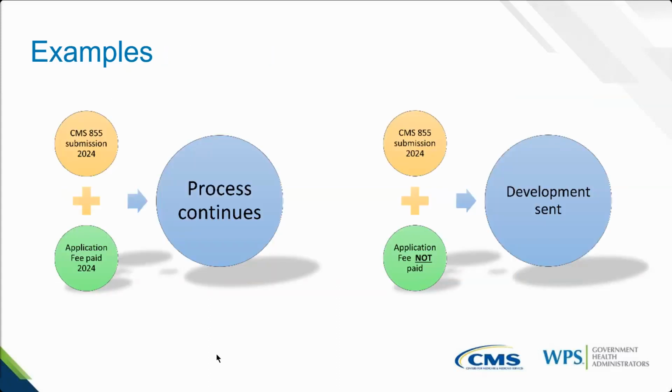Here are just a couple of examples of what that's going to look like when an application comes in. So again, we're looking at the 855 submission. If the 2024 fee was paid, we're going to process it. If we have a submission of an application in 2024 and the fee is not paid, we are going to develop. In the situation that I mentioned earlier, where we have the previous year's fee paid, so if the fee was paid in 2023 and the app was submitted in 2024, that is considered the fee for that submission year is not paid and would result in a development scenario asking for that new fee.